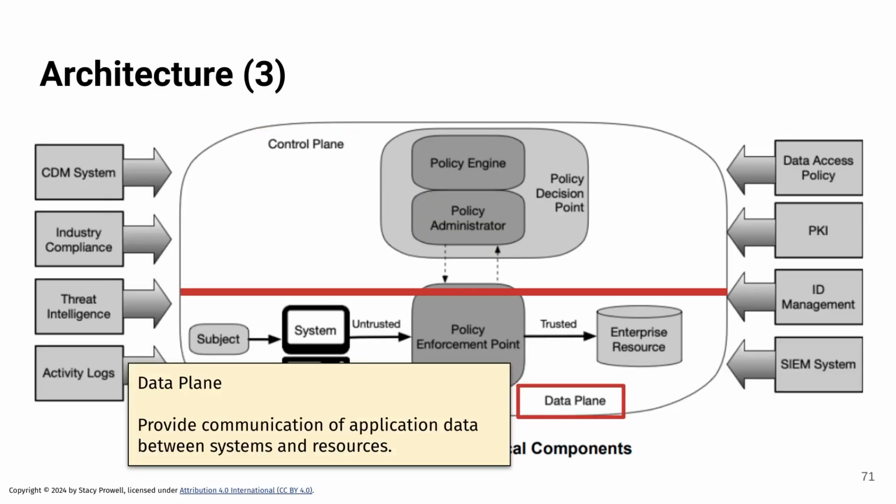Down at the bottom is the data plane. The data plane is, for the most part, your ordinary network. It provides communication of application data between systems and resources. It has that policy enforcement point. We'll get back to that later on.